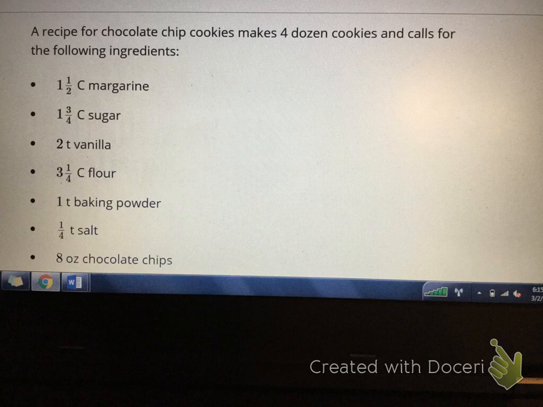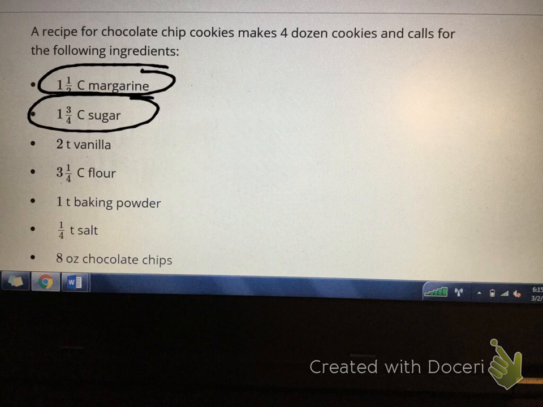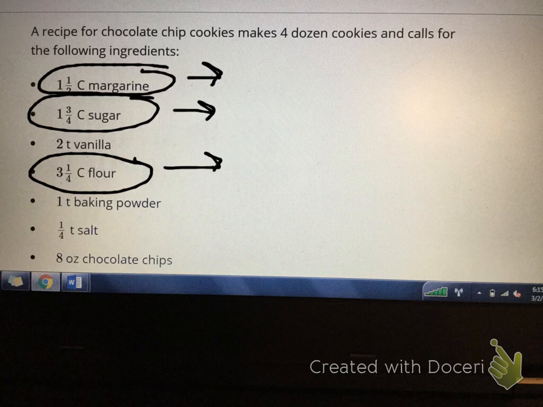So I would change my margarine into a fraction greater than 1, my sugar into a fraction greater than 1, my flour into a fraction greater than 1, and the rest of them can stay the same. So I would rewrite these ingredients as fractions greater than 1. I would look at my margarine and say that that is 1 1/2.